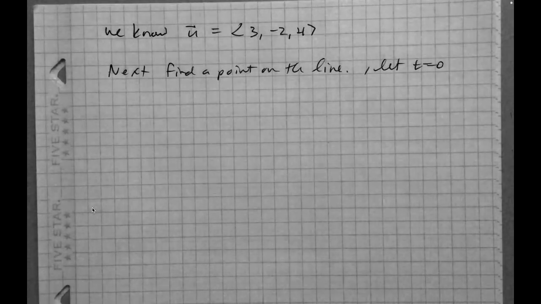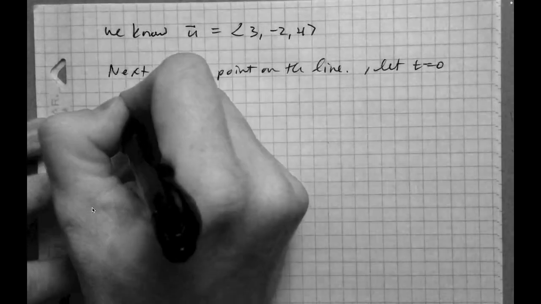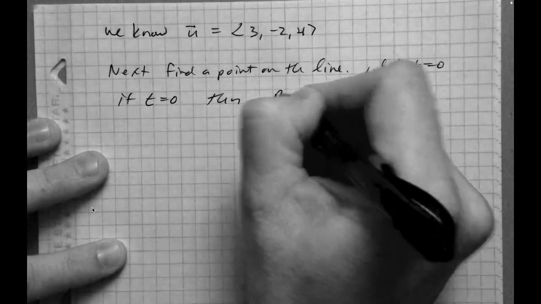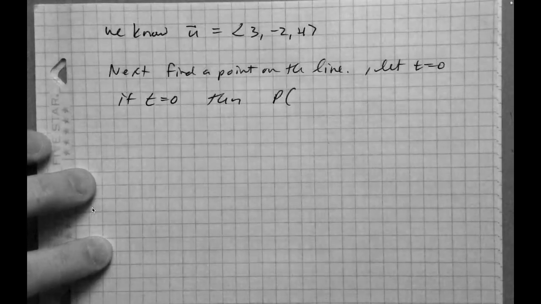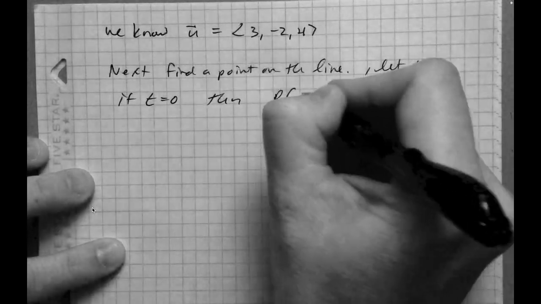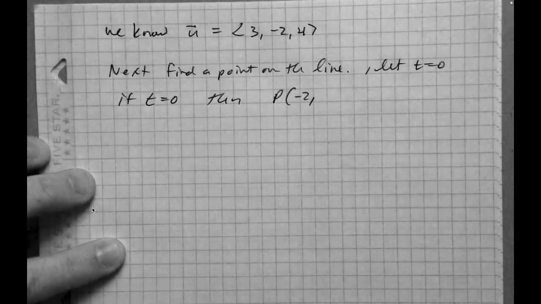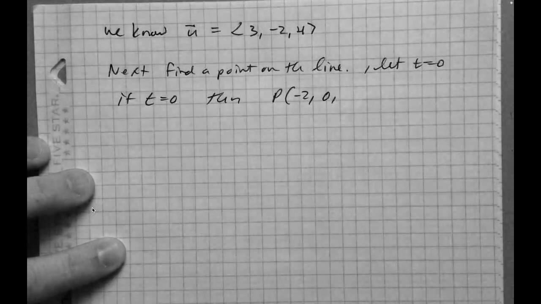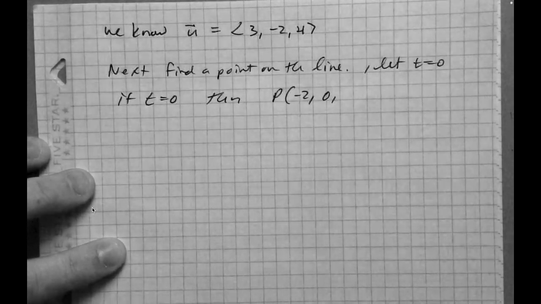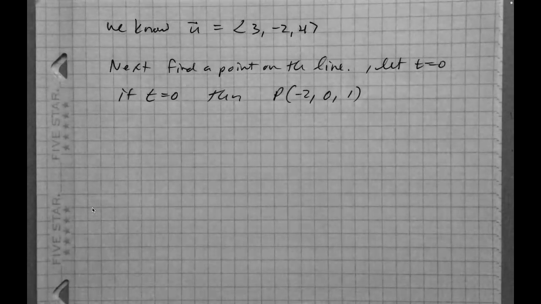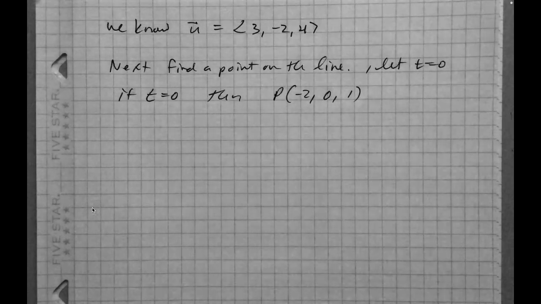Okay, so if t equals 0, then a point P would be x equals -2 plus 3 times 0, so -2. y equals -2 times 0, so 0. And z equals 1 plus 4 times 0, so 1. So that's a point on the line. I can just set a value for t, it could be anything. t equals 0 is probably the easiest thing, though.